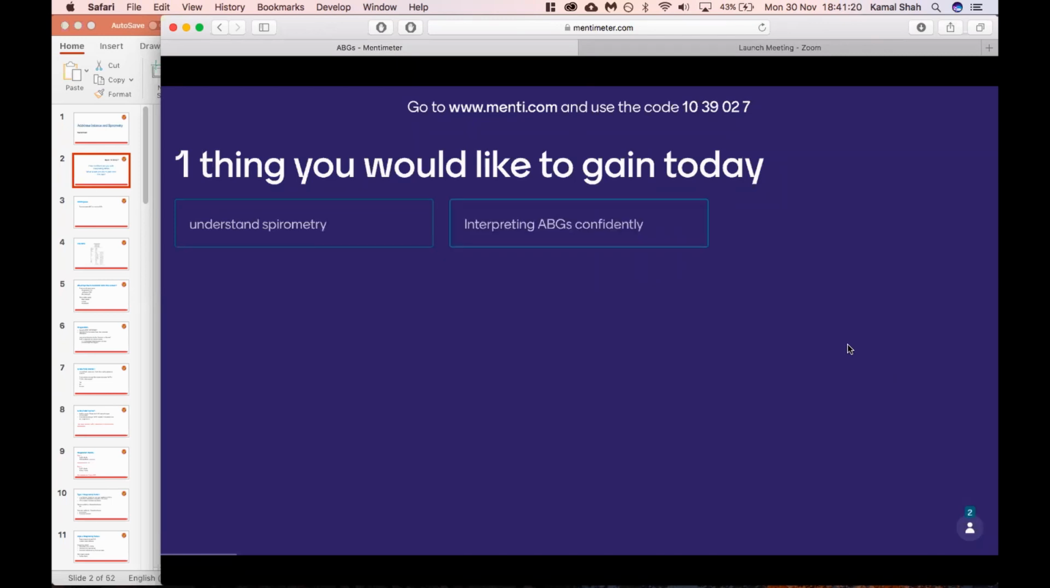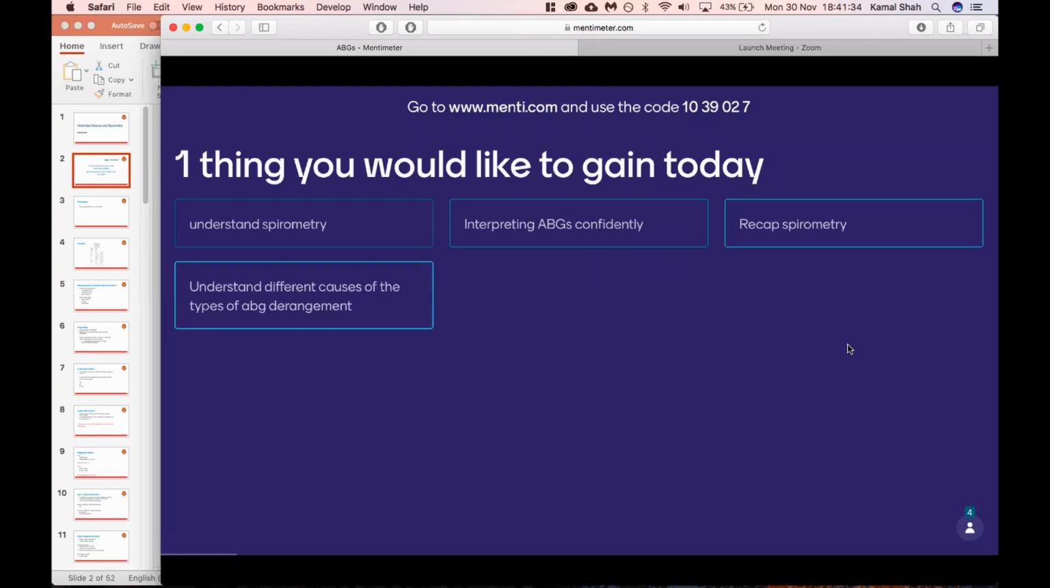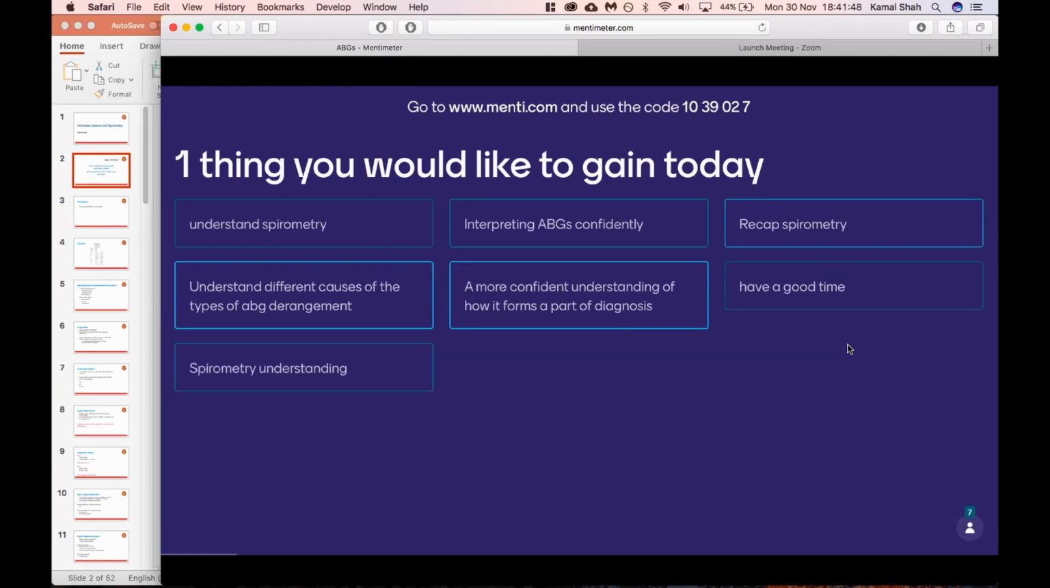Understand spirometry. Interpreting ABGs. Hopefully all of you are confident when it comes to interpreting ABGs. Recap spirometry. Different causes of ABG derangement. How it forms a part of a diagnosis. Have a good time. Spirometry understanding. Okay, just another few seconds for anyone else that wants to contribute. Okay, fine.